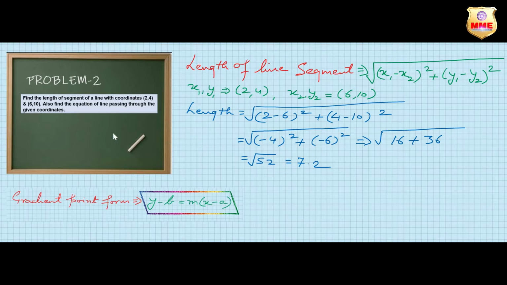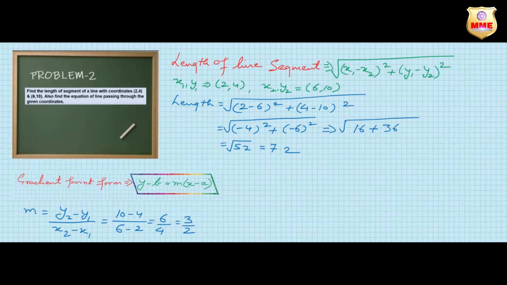Now we come to the next part, and that is we have to find the equation of the line which is passing through the coordinates. So for that we know we have the gradient point form equation of straight lines, and that is y minus b equal to m times x minus a. So first we have to find the value of m. As we know, the value of m can be derived from this particular equation. So we have placed the values of x1, y1 and x2, y2 in this particular equation, and we get the value of m. We can place the value of m and a, b.